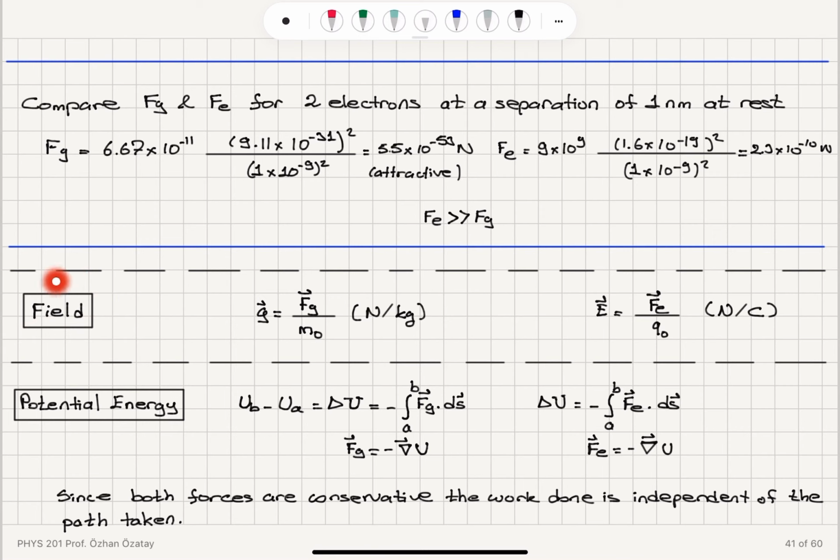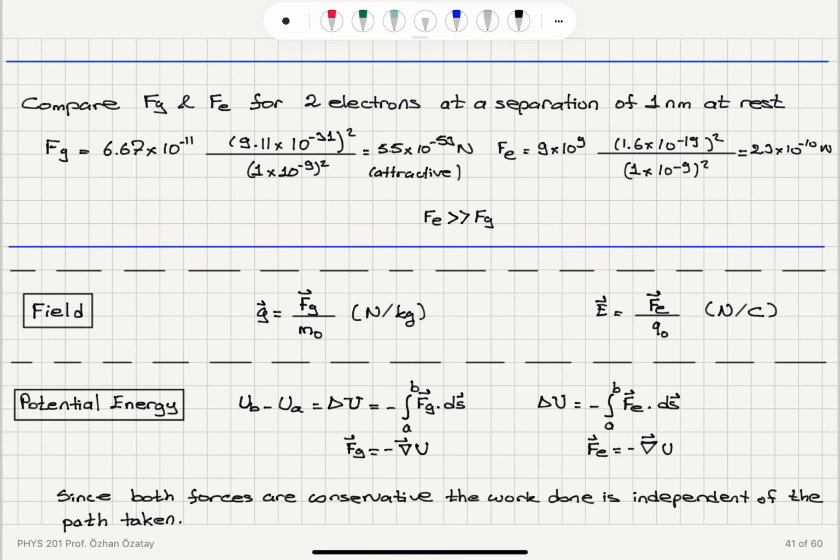Now the concept of field, for the interpretation of forces using the action at a distance principle: the gravitational field g is the gravitational force per unit mass, on a test mass m0, in newtons per kilogram. The electric field is the electrostatic force Fe divided by the charge Q0. So this is the force acting on a test charge, in newtons per coulomb. So we have the same picture in both the electrostatic and gravitational cases.